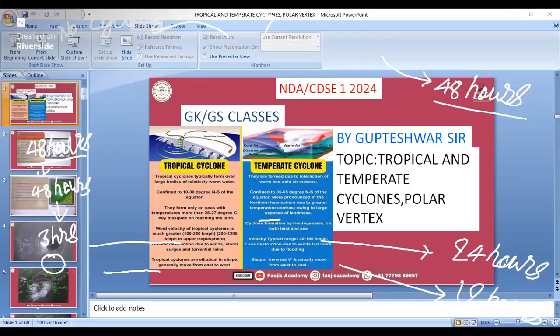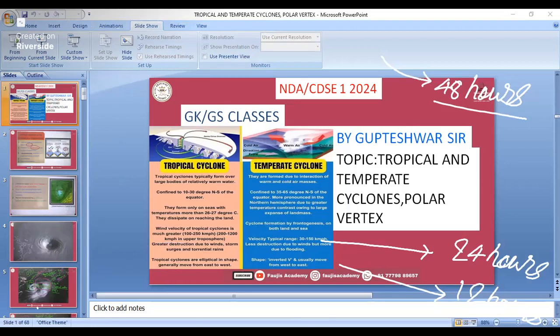Then next is the cyclone warning, that is the orange color. In the orange color, they will give us the warning before 24 hours. So what does before 24 hours mean? It is confirmed that the cyclone is going to come. So we'll start shifting all those shops and everything. So that means they have shown the orange color, and that is before 24 hours.